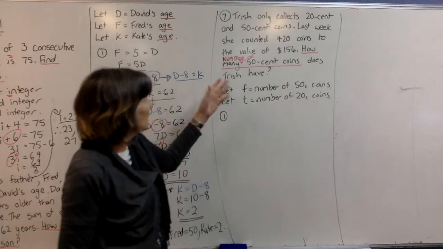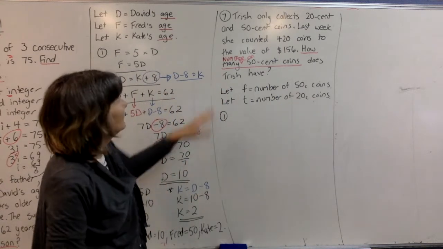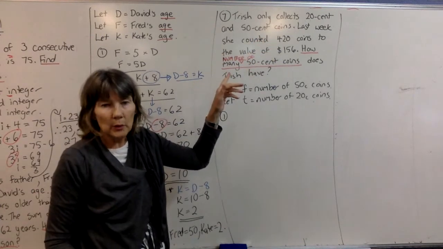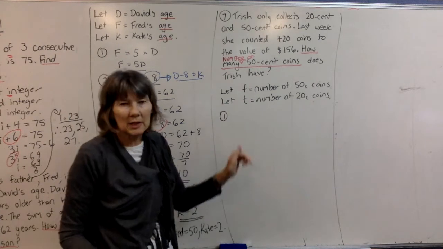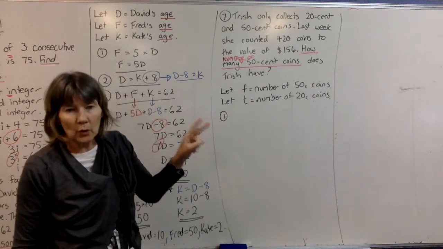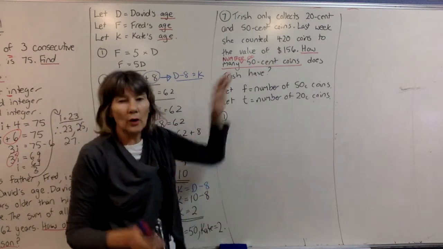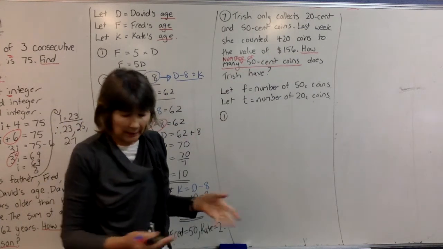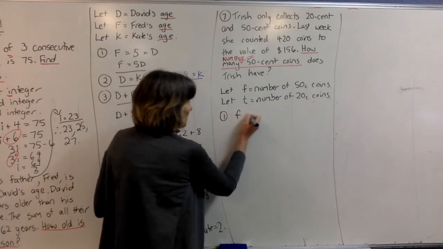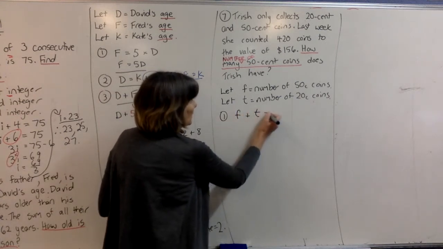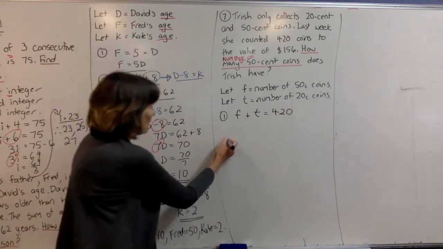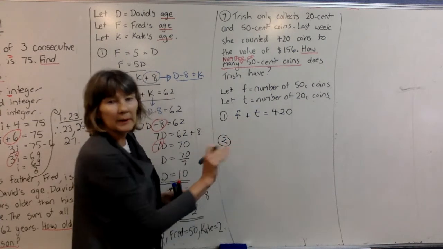Okay, now let's go back to the information and our statement number 1. Trish, yeah, we already know that. Last week she counted 420 coins to the value of $156. There's 2 things going on there. One is the number of coins. So we know that she's got 420 coins altogether. So that means that the number of 50-cent coins plus the number of 20-cent coins is 420. Okay, now the second thing we have, I'm leaving a gap here because I might need to rearrange it.